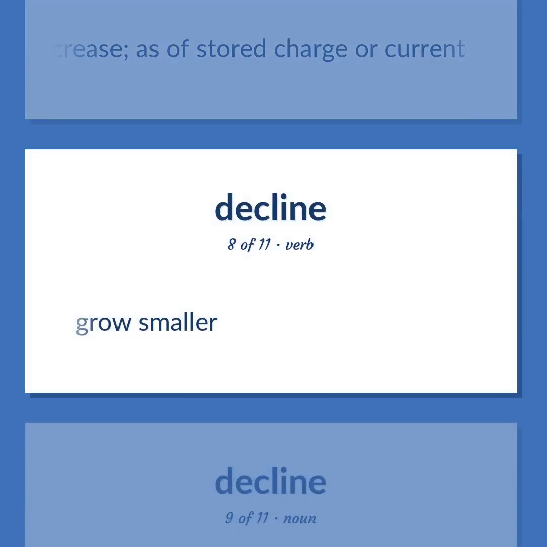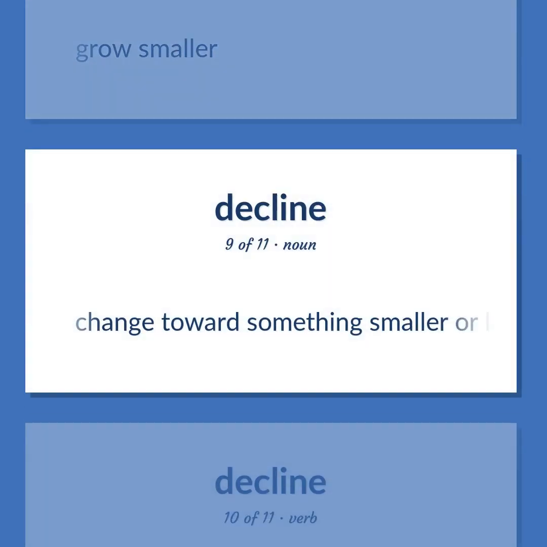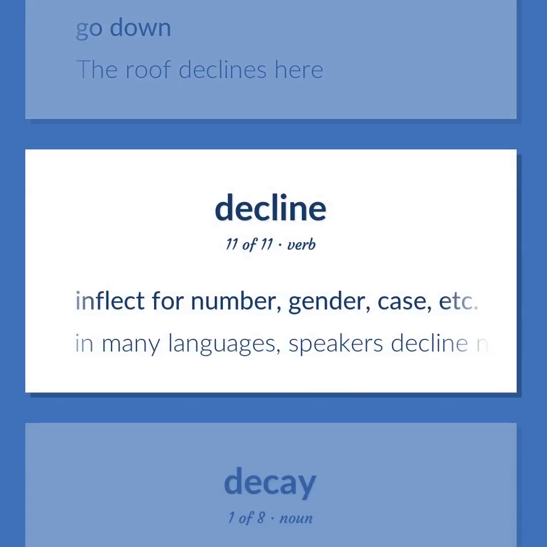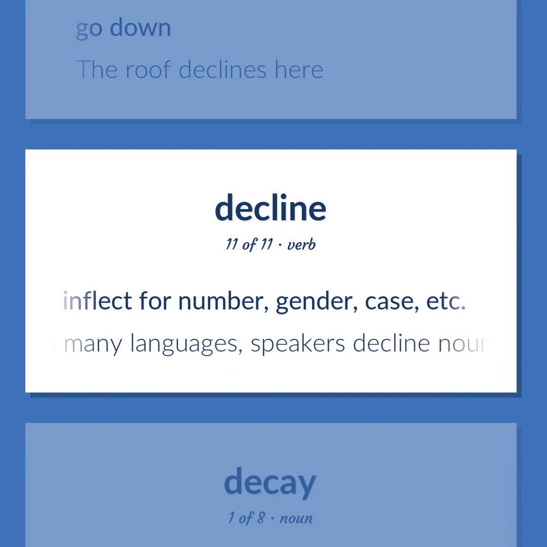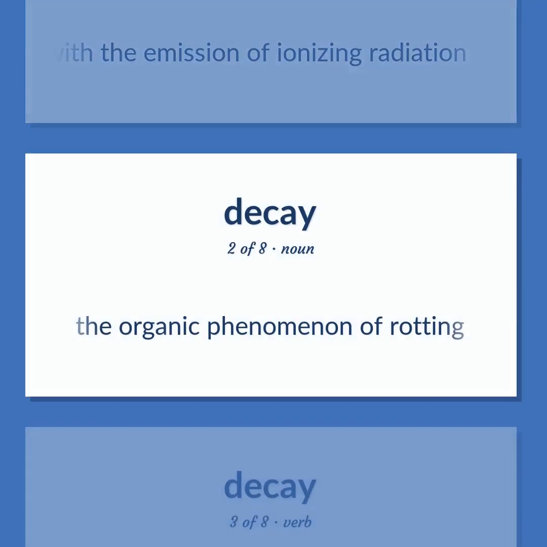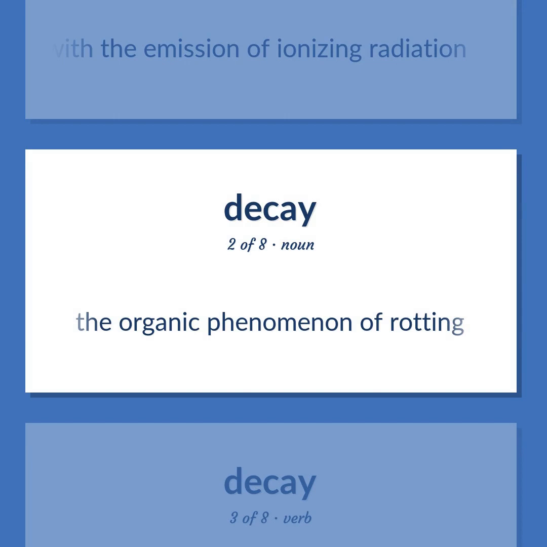Grow smaller. Change toward something smaller or lower. Go down. The roof declines here. Inflect for number, gender, case, etc. In many languages, speakers decline nouns, pronouns, and adjectives. The spontaneous disintegration of a radioactive substance along with the emission of ionizing radiation. The organic phenomenon of rotting.